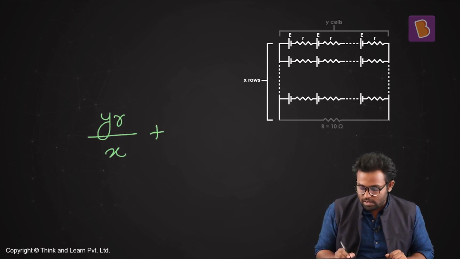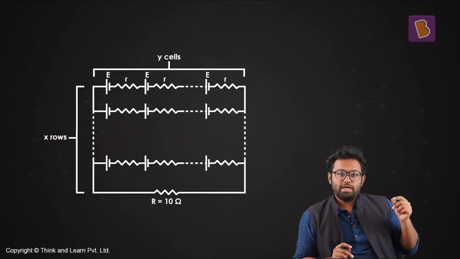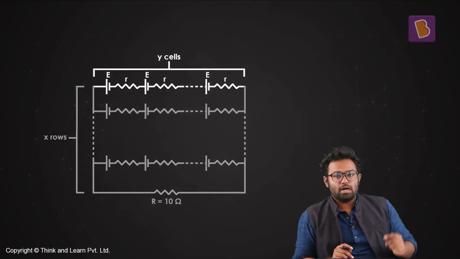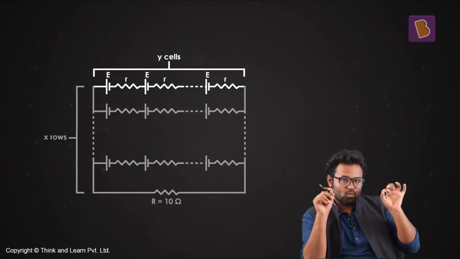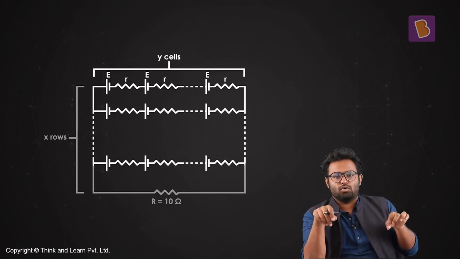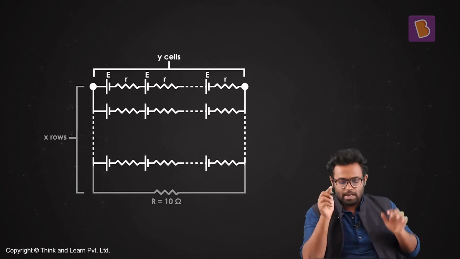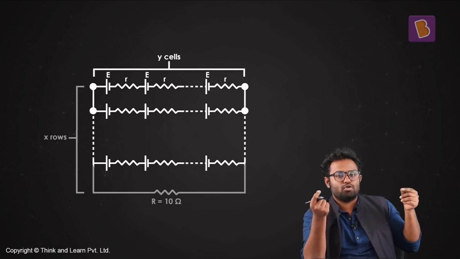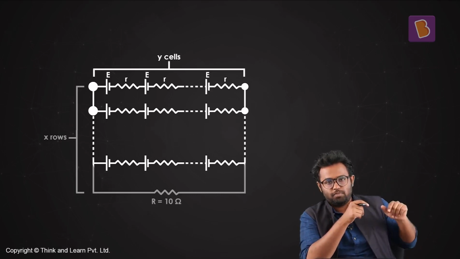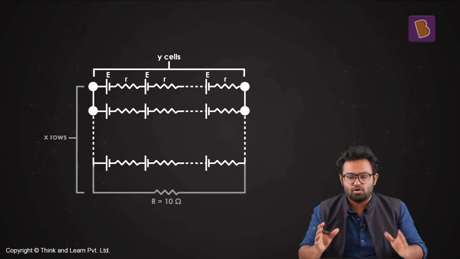If I add it to the external resistance, this is the total resistance in the circuit. And the total EMF, how much will it be? In each row there are y cells, so y times E is the total EMF in each row. The potential difference across one row is the same across all the rows, so the net EMF across any 2 points at the end of any row is y times E. It doesn't matter how many rows you have, because the potential difference between 2 points is going to be the same.